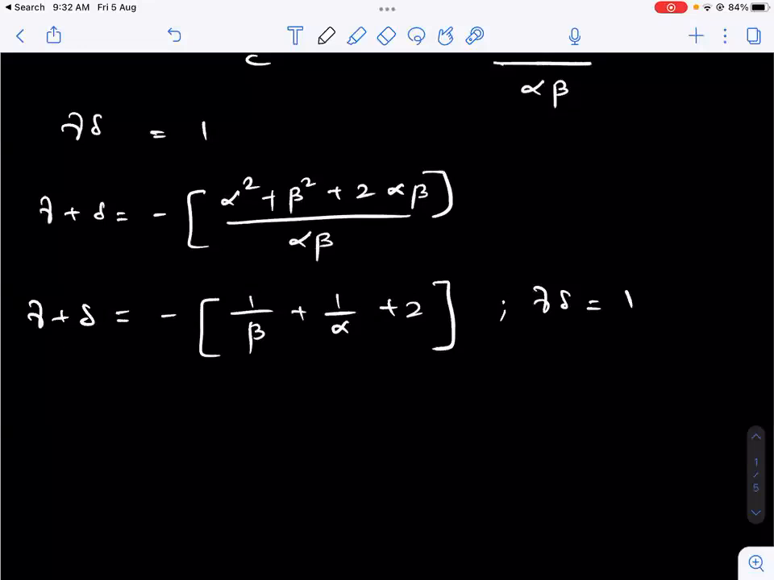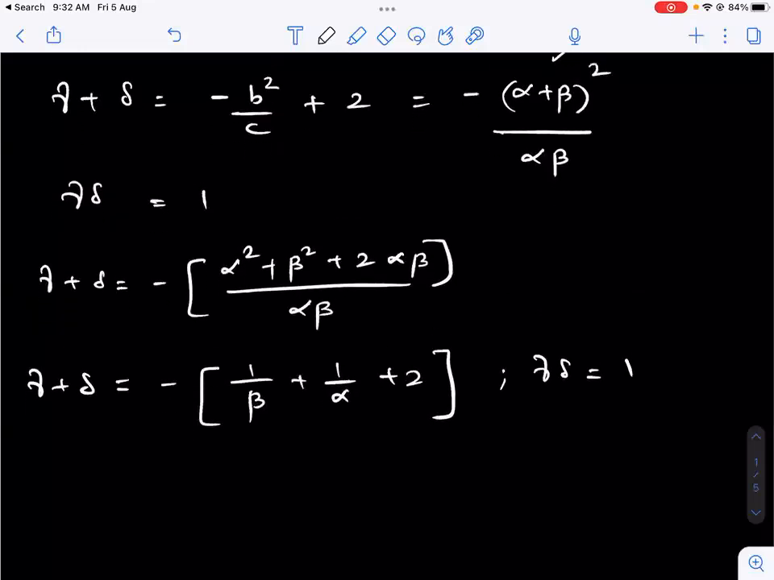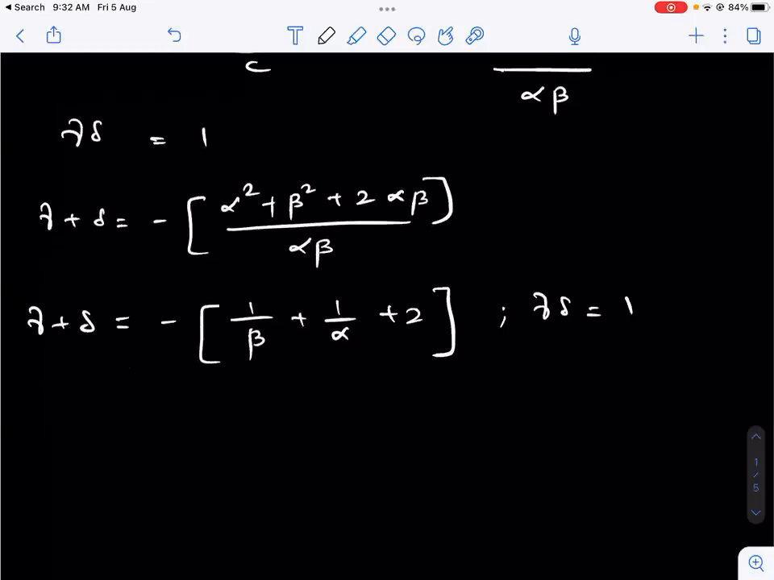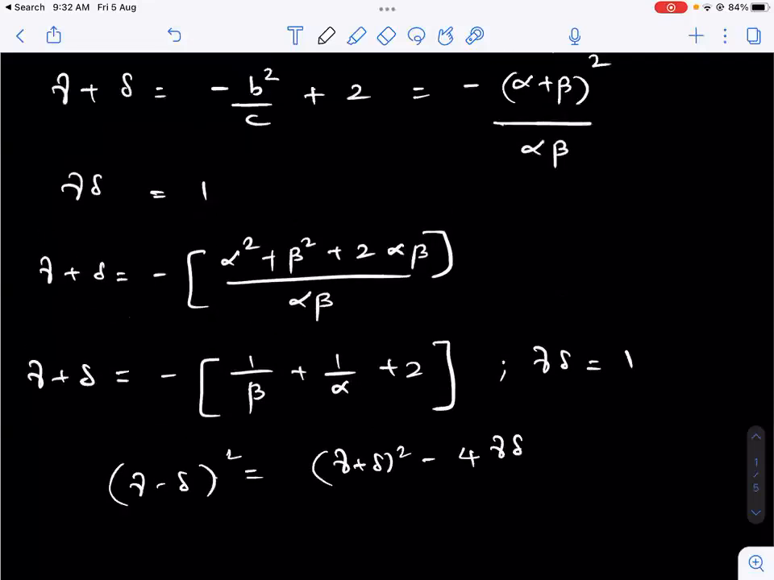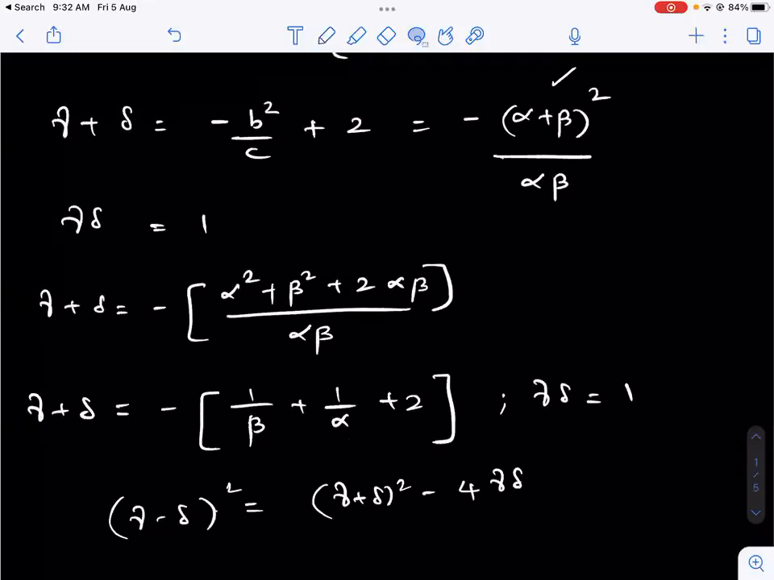Or else I could have done one more thing. I'll do a simpler way because you can still solve this. I'll tell you the idea. You need to write gamma minus delta the whole square is equal to something. You'll write gamma minus delta the whole square is equal to gamma plus delta the whole square minus 4 gamma delta. You need to write it like this and proceed, which will become tedious for you. I'll make the process even more simpler.